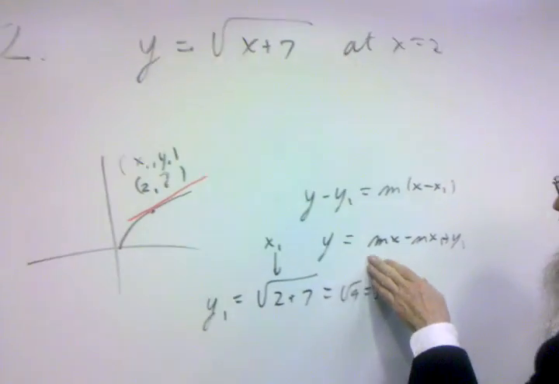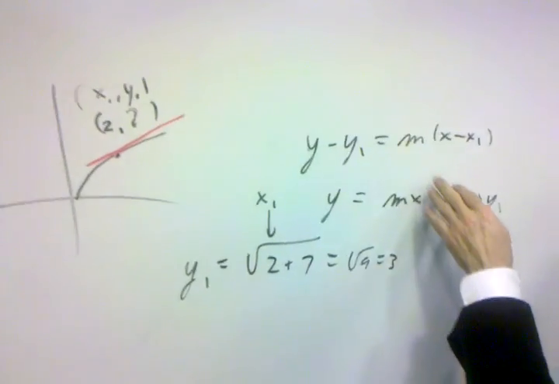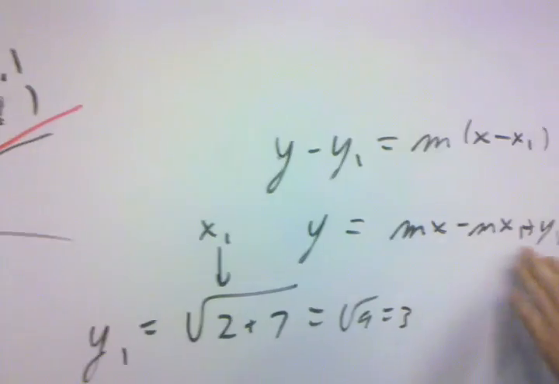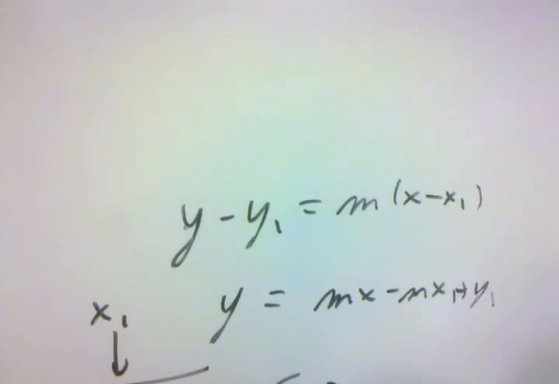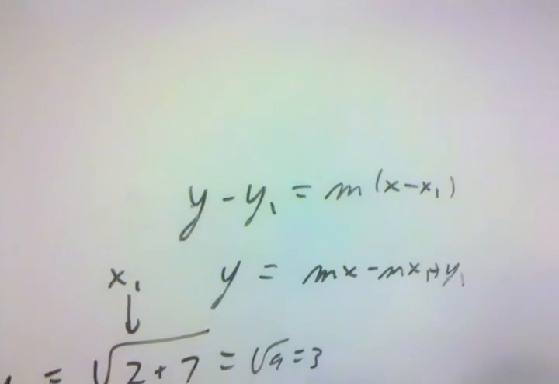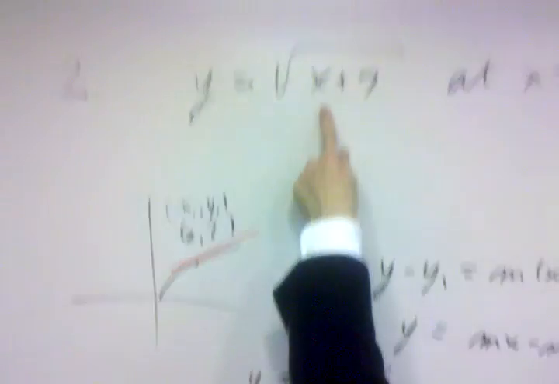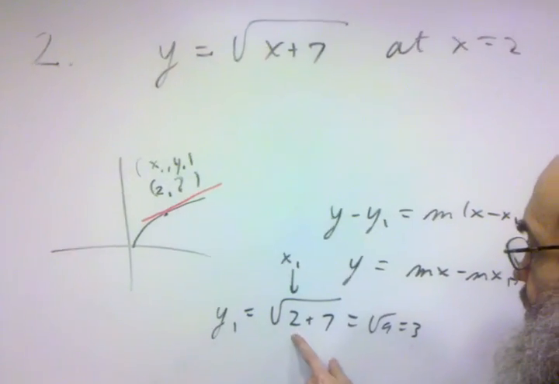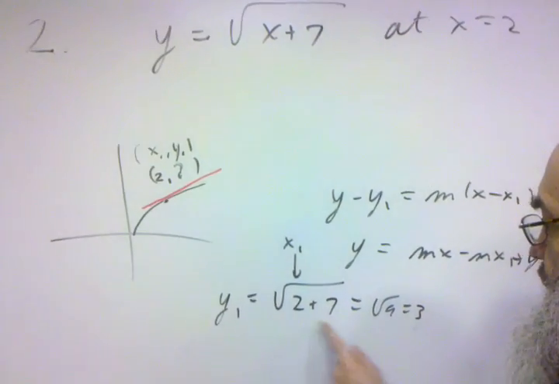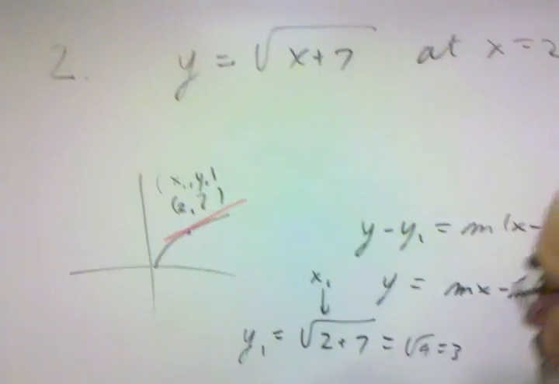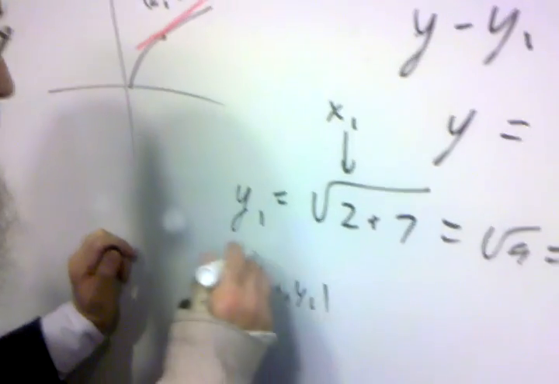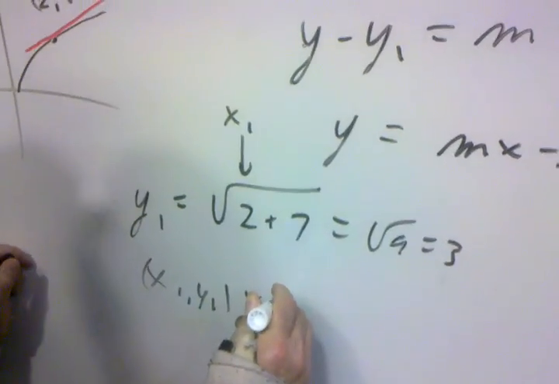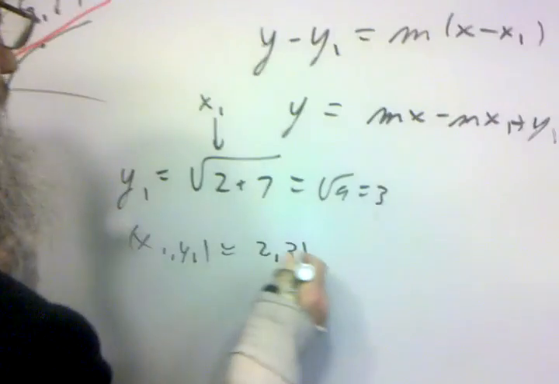If I change the format a little bit by adding y1 to both sides and using my distributive law, this is the equation of the line. Still we have to find y1 and m to use it. You can find either one first. Right now I'm finding y1 first. I put in 2 for x in this equation. So y1 is 2 plus 7, square root of that, which is square root of 9, which is 3. So my point of tangency, x1 comma y1, equals 2 comma 3.